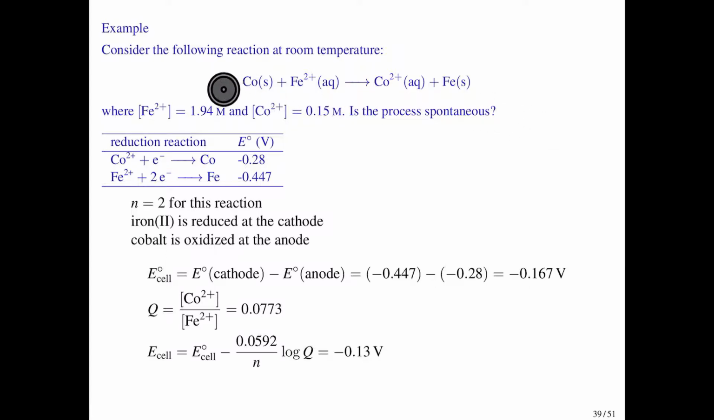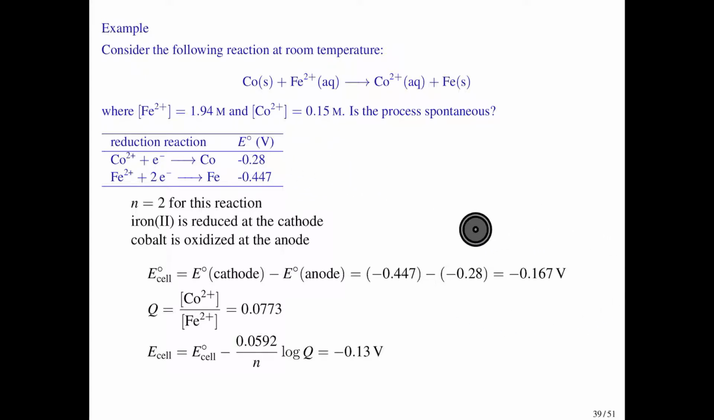So again, you need to work through the electrochemistry. You need to figure out the number of moles of electrons being transferred. Clearly, it's going to be 2 moles of electrons that are being transferred. You need to figure out who's the cathode and who's the anode. We see that the cobalt is oxidized, so the cobalt is the anode. We see that the iron 2 is reduced, so the iron 2 is the cathode. We can calculate the cell potential as cathode minus anode, so we look the numbers up on our table.